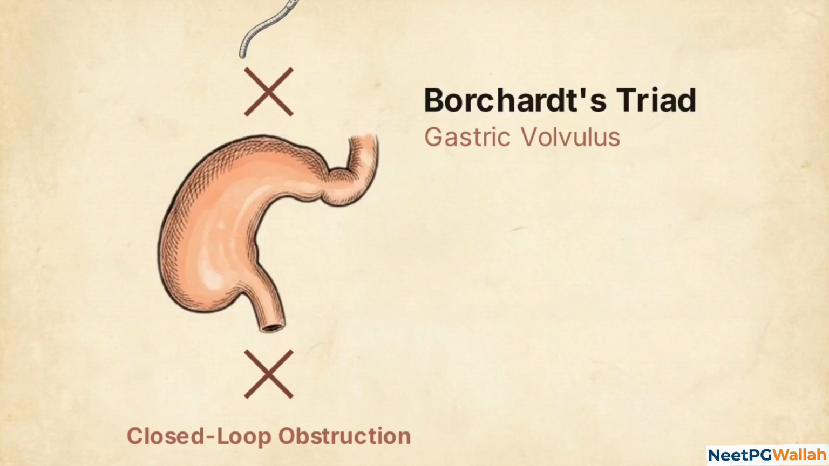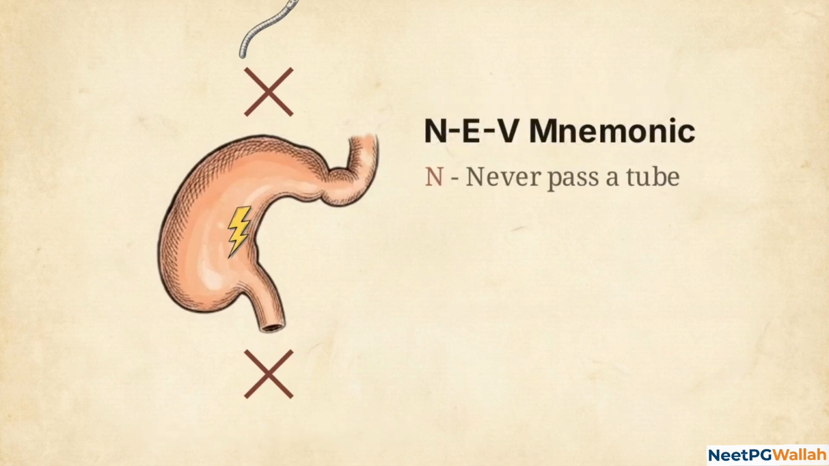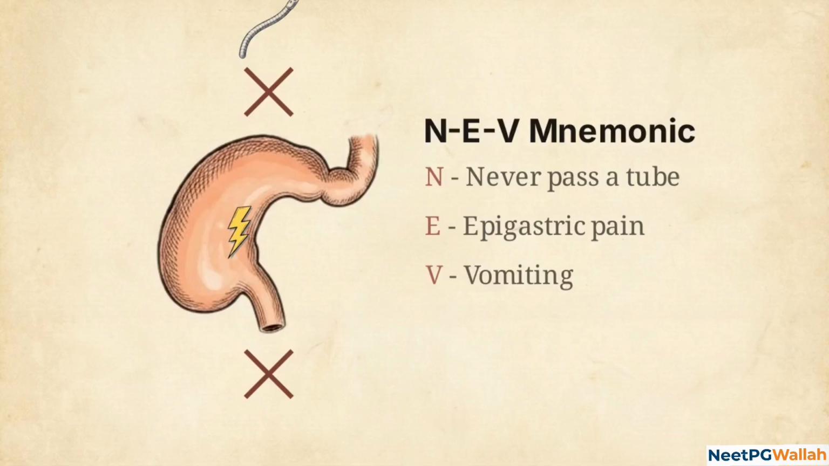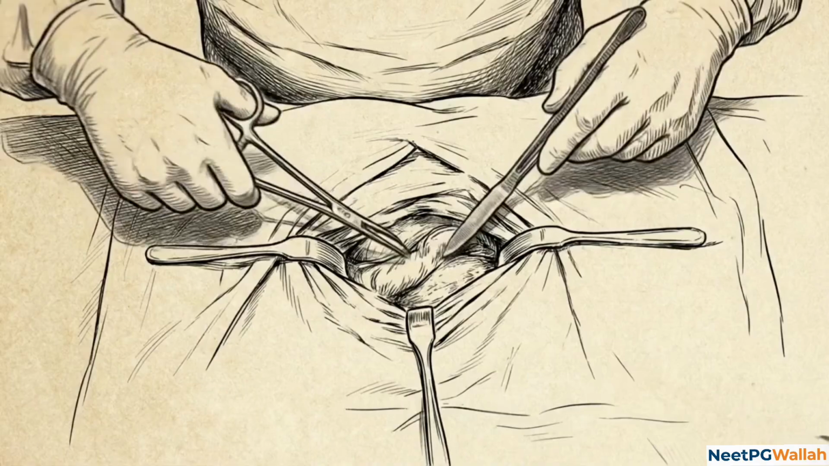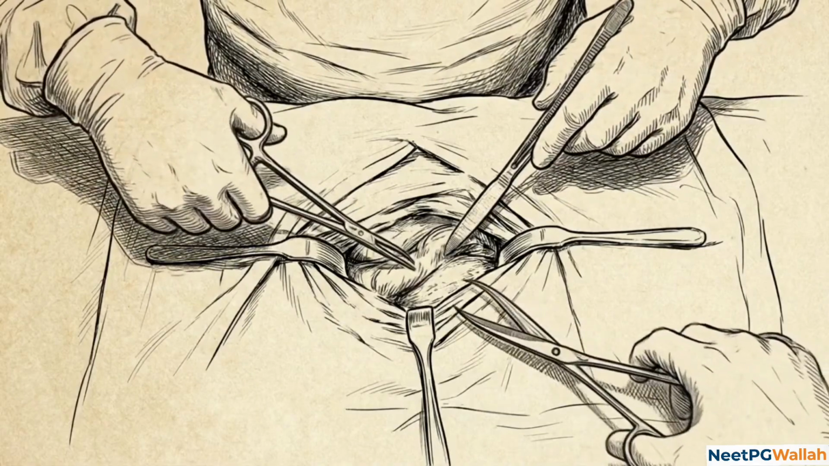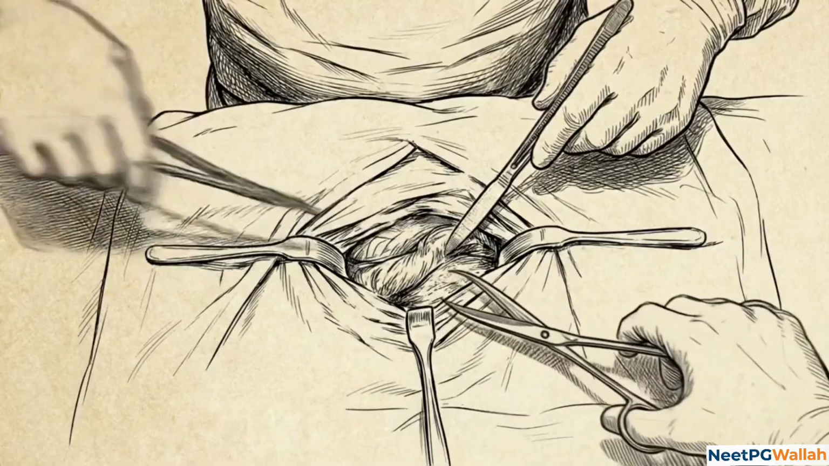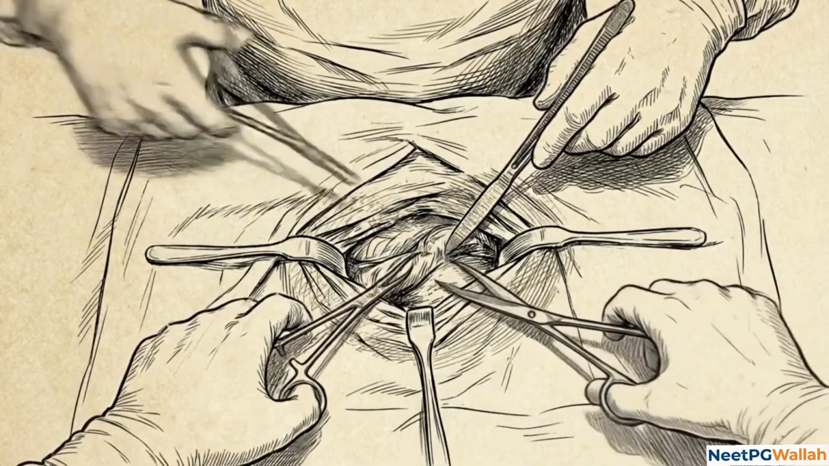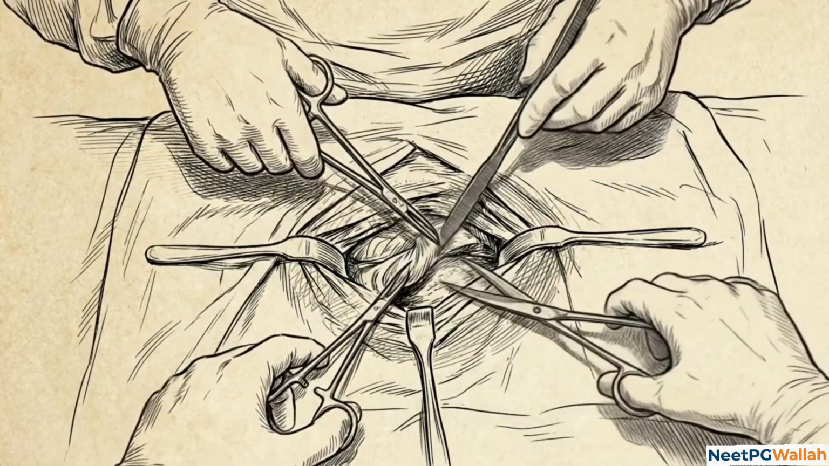Because of this physical rotation, the first component of Borchards is the mechanical inability to pass a nasogastric or NG tube into the stomach. The pathway is structurally blocked. The remaining 2 components are violent, non-productive vomiting, since the stomach contents have nowhere to go, and acute, severe epigastric pain. The mnemonic to apply here is NEV: never pass a tube, epigastric pain, and vomiting. Unlike systemic infections, Borchards defines a purely mechanical obstruction. It demands immediate surgical detortion, as medical management alone cannot untwist an organ.